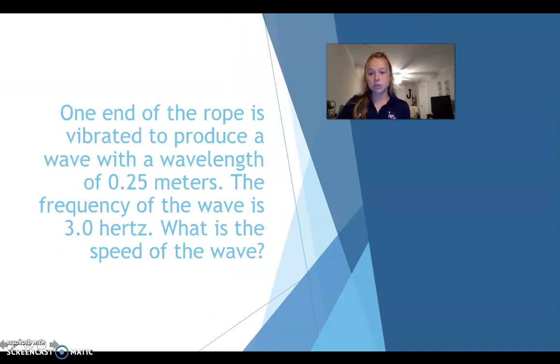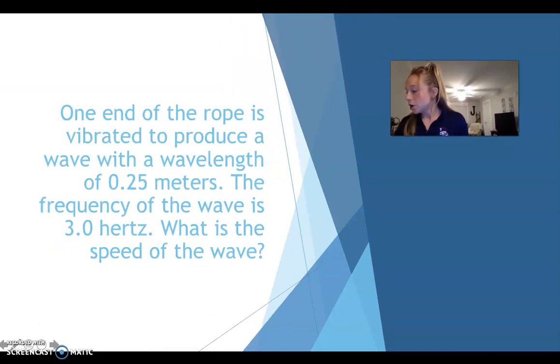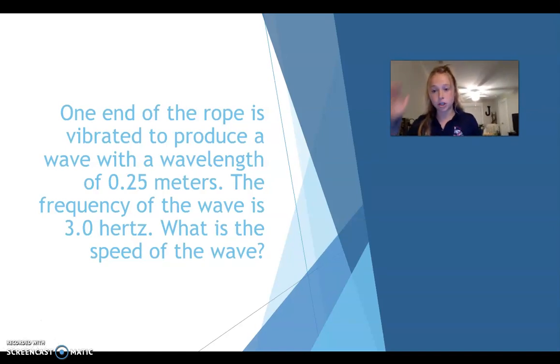So let's go to page 506, and this is just the problem that they're doing step by step so we can do it together. So look at your book and also look at this video. It says one end of a rope is vibrated to produce a wave with a wavelength of 0.25 meters. The frequency of the wave is 3.0 hertz. What is the speed of the wave?